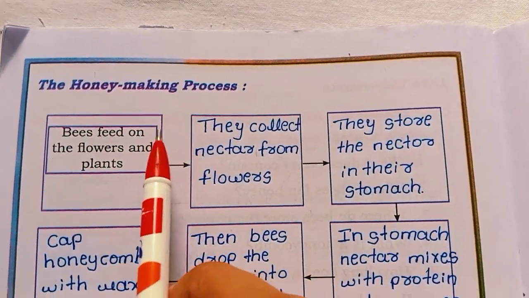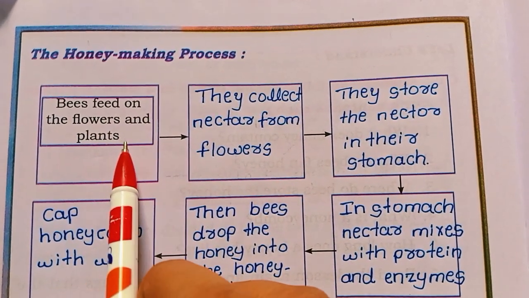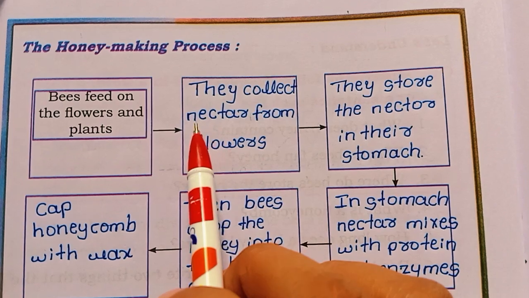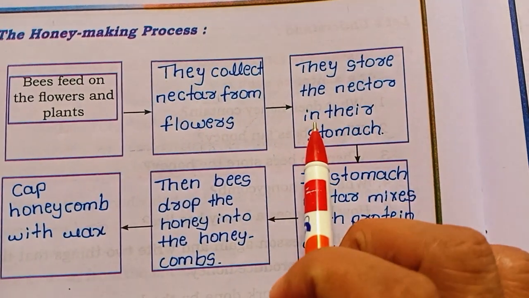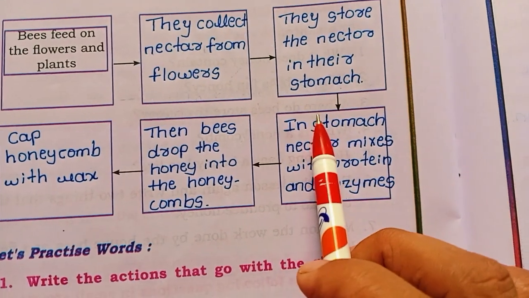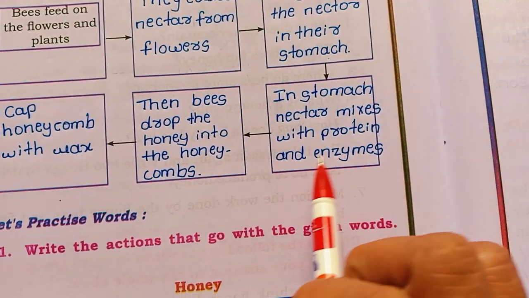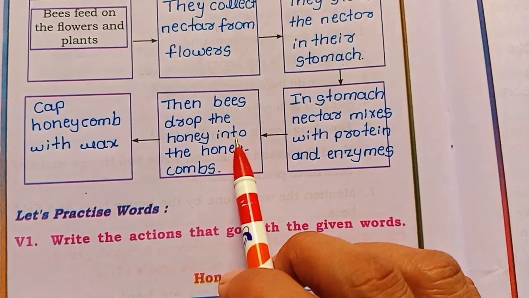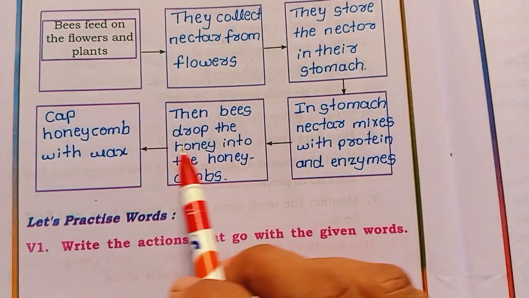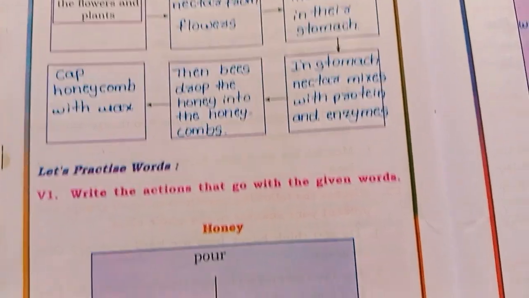The honey making process: bees feed on the flowers and plants. And next step, they collect nectar from flowers. Next step, they store the nectar in their stomach. And next step, in the stomach, nectar mixes with protein and enzymes. And next step, then bees drop the honey into the honeycombs. And next step, cap the honeycomb with wax.